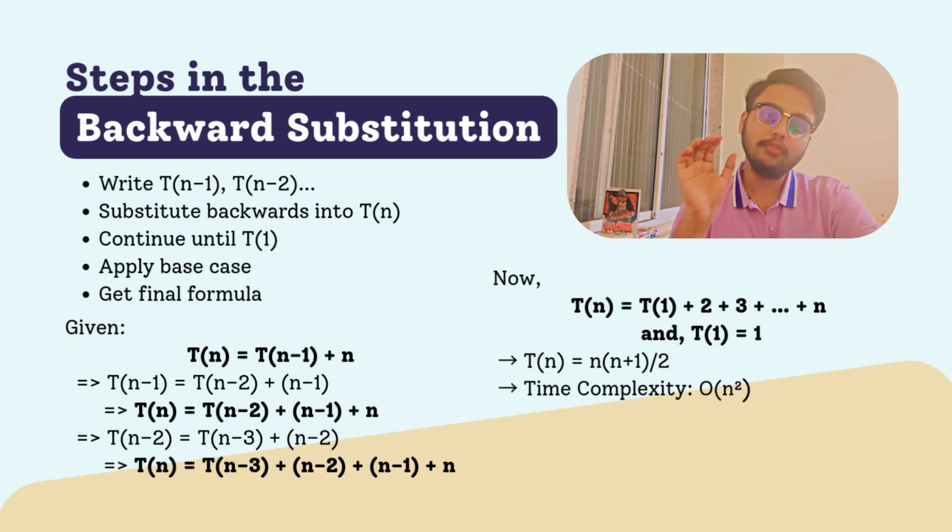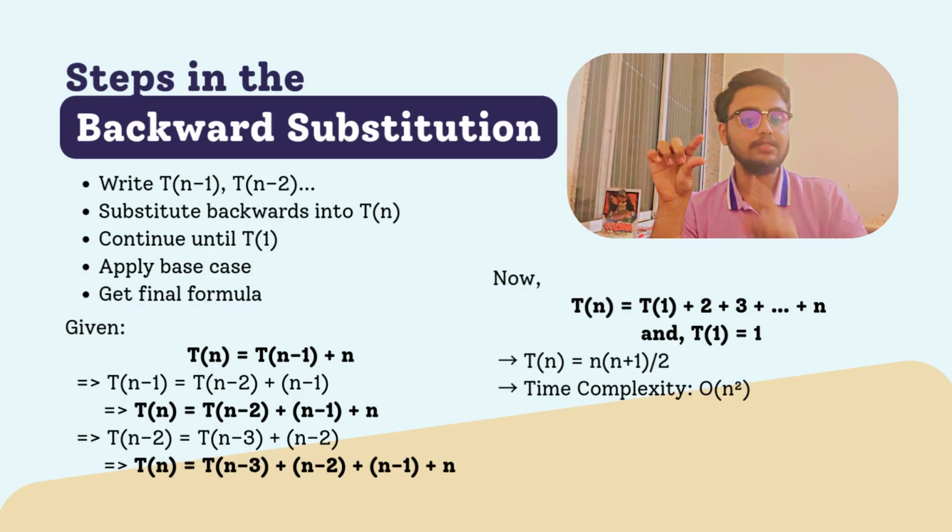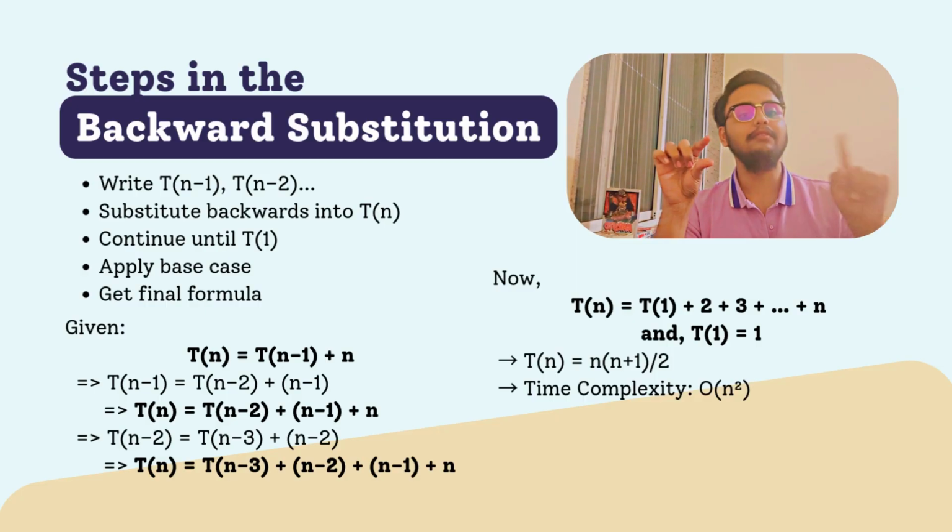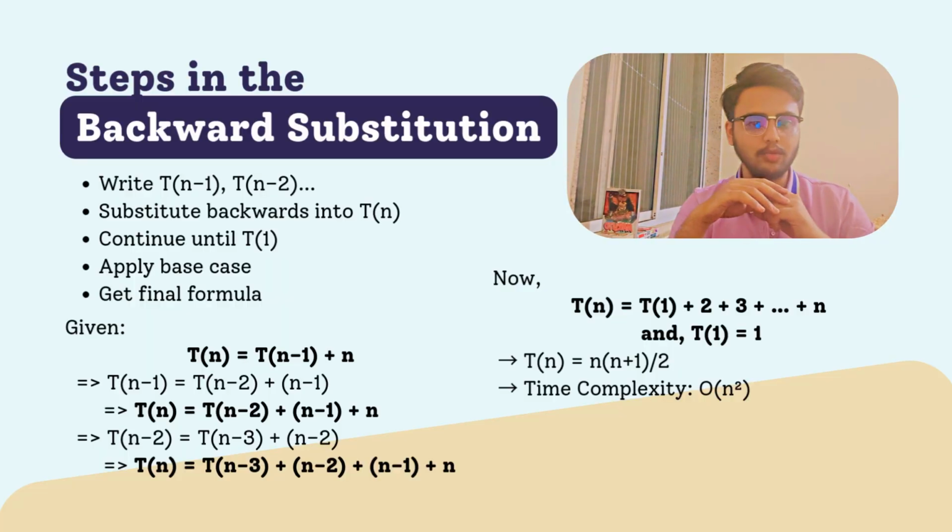Putting T of 1 equals 1, we can get that T of n equals 1 plus 2 plus 3 up till the value of n, which gives us the generalized form, that is n into (n plus 1) divided by 2. Same result that we got from the previous one, the time complexity is always going to be O of n square only.